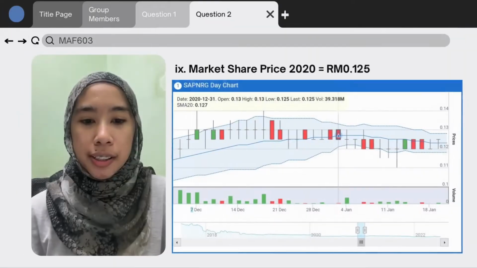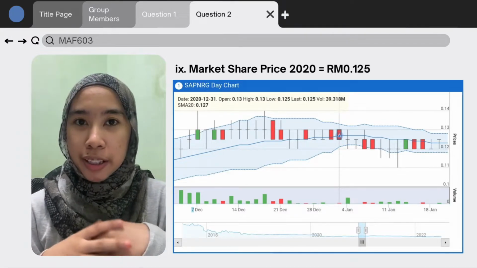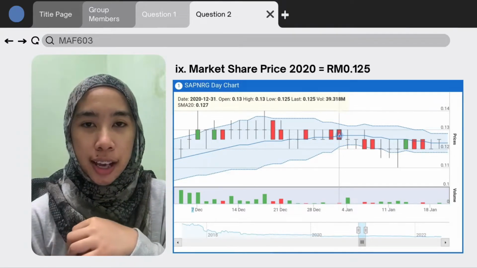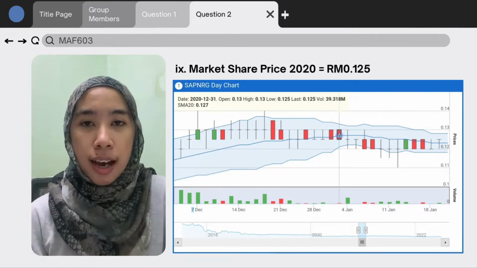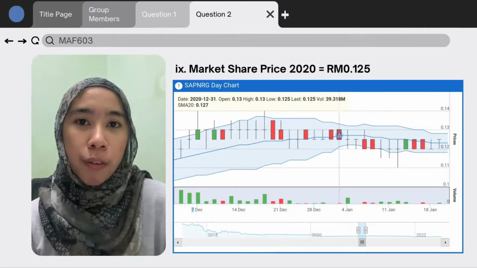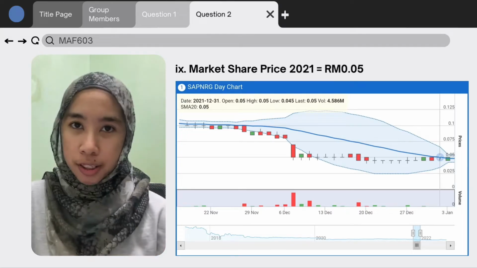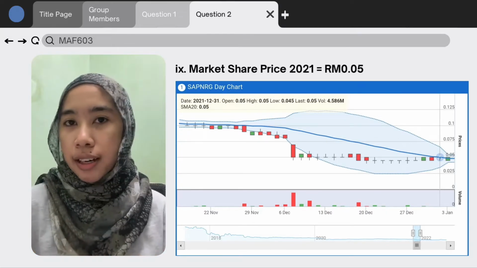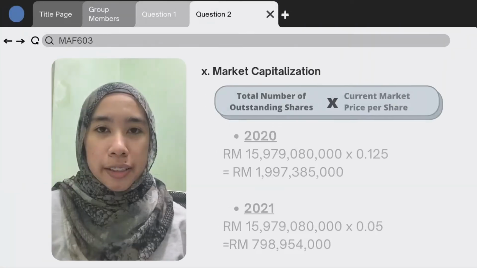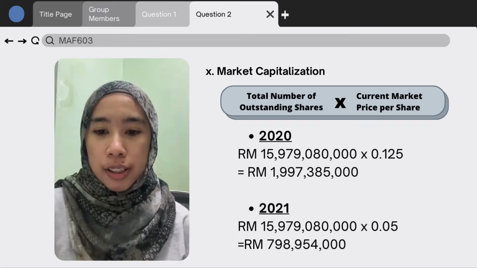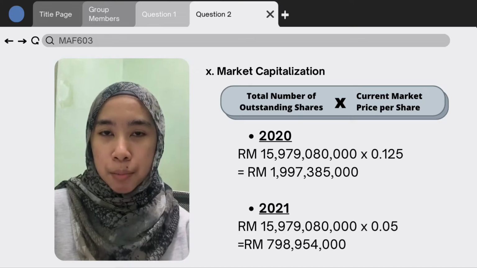Okay, next, for the market share price of the company, according to the graph, the market share price for 2020 is RM0.125. On the other hand, the market share price for 2021 based on the graph is RM0.05. Okay, to calculate the market capitalization, you need the total number of outstanding shares times the current market price per share.